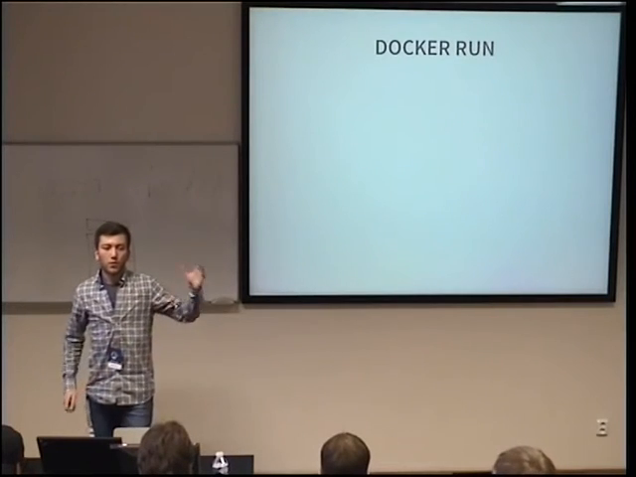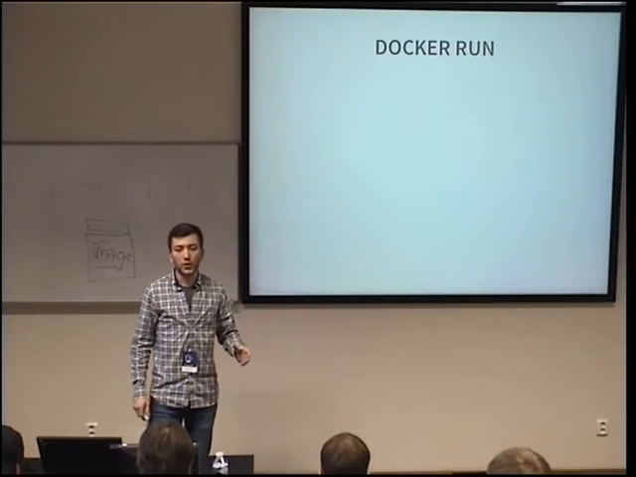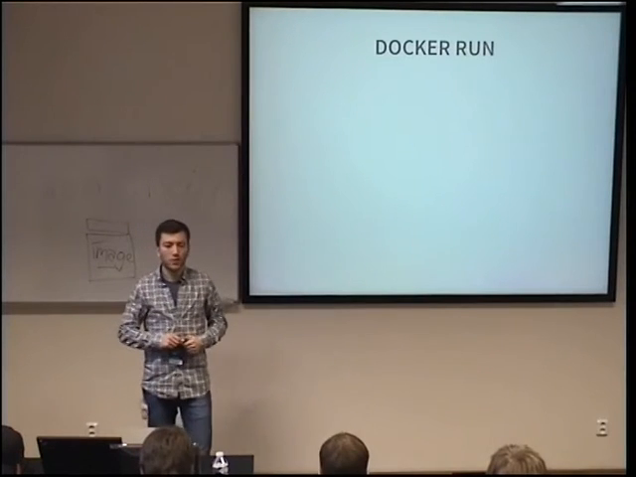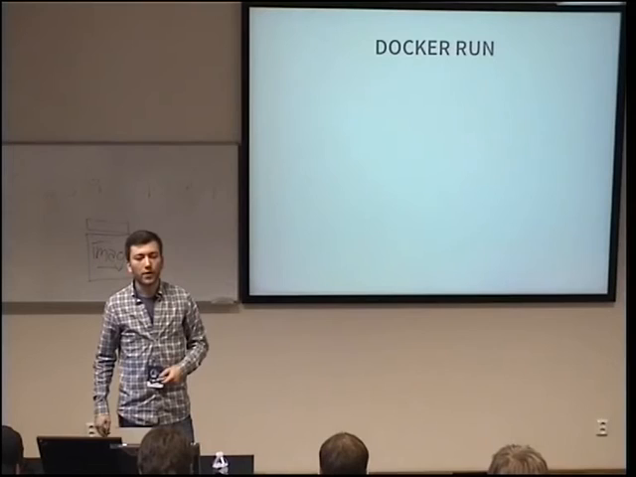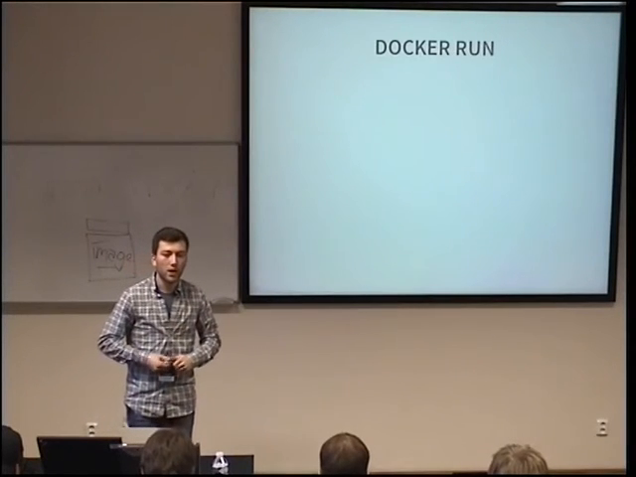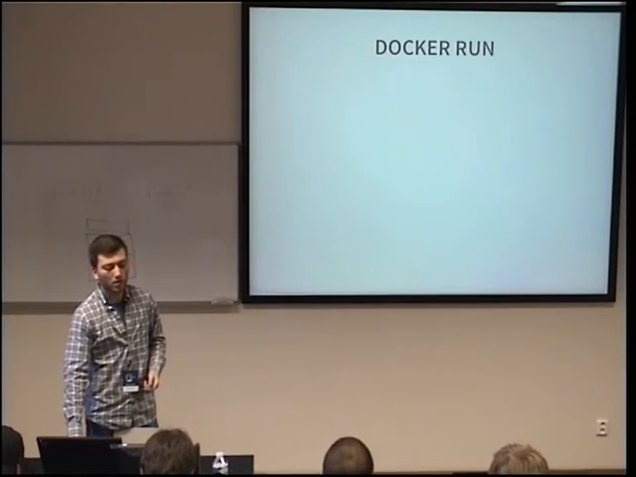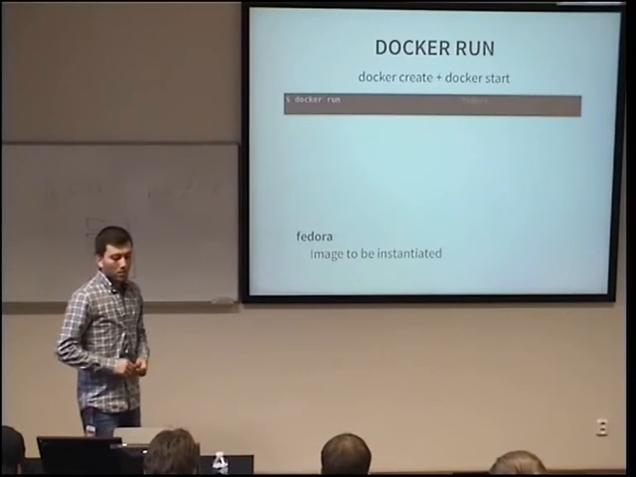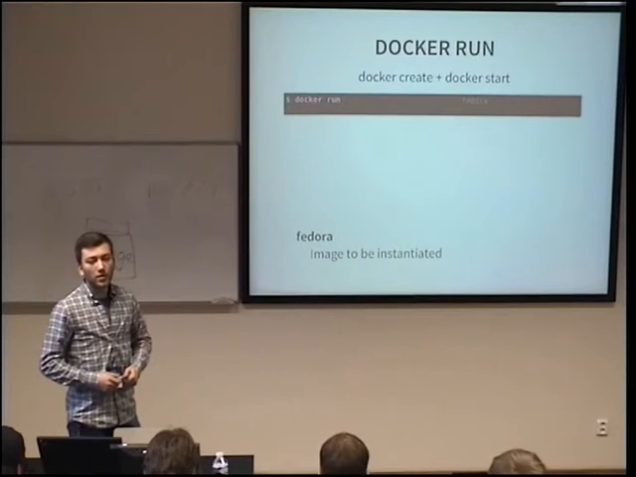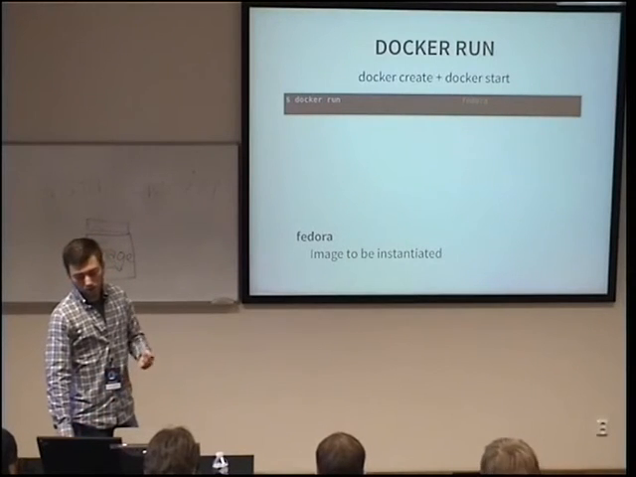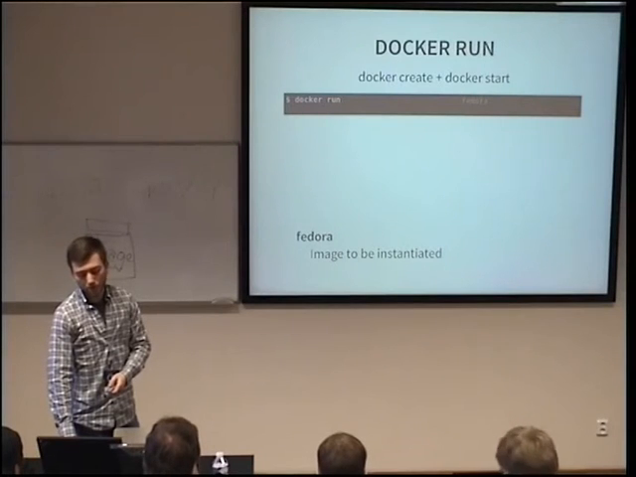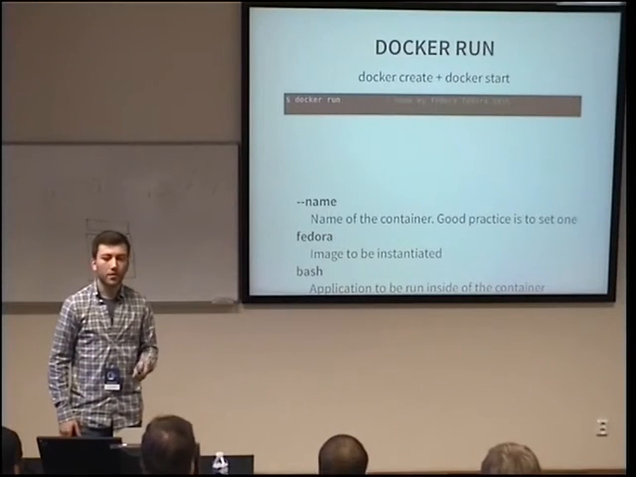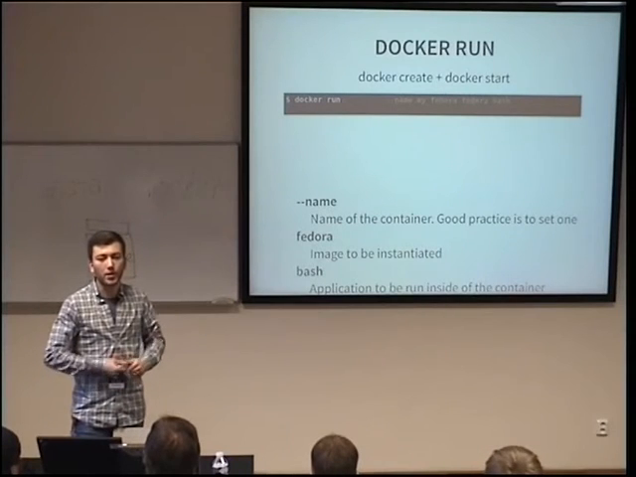Okay, so we pulled the image, we created first the container, and then we started it. You can do this automatically with the command run, which is actually create and start together, and it has absolutely the same switches. So it's the same as we saw with Docker create. You specify the image you want to instantiate, the process you want to run inside, and of course give it some nice name so you don't have to refer to it as the hex number.